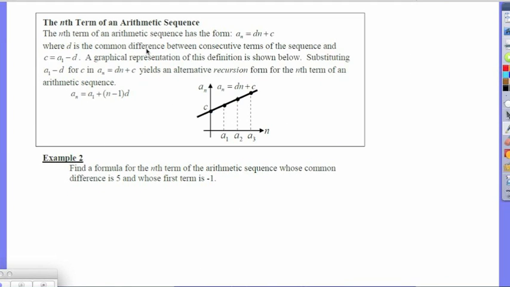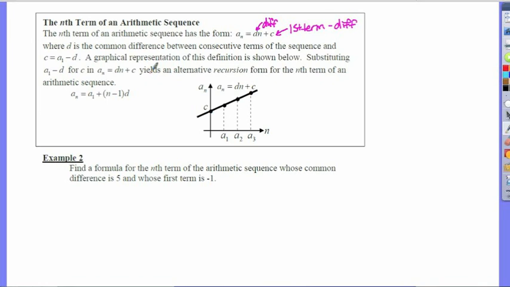We have a couple of different equations that we can use to work with arithmetic sequences. We have this a sub n equals dn plus c, and I'm going to tell you what each part of these equations mean. The d we just looked at means the common difference. So let's write d right here as the difference. And the c in the equation is the first term. This is the first term minus the difference.